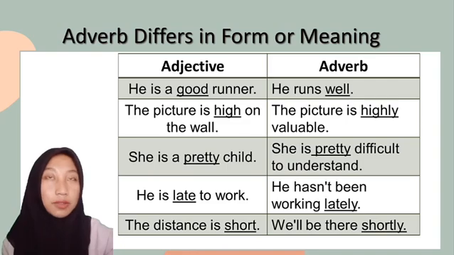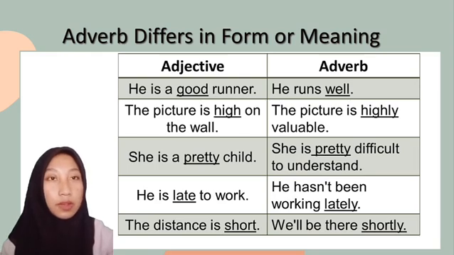Okay, the next is adverbs that are reverse in form or meaning. Here are 5 examples of adjective and adverb. 1. He is a good runner. The adverb example, he runs well. So we change the word good to the word well. 2. The picture is high on the wall. The adverb example, the picture is highly valuable. As I said before, we add "ly" at the end of the word high.